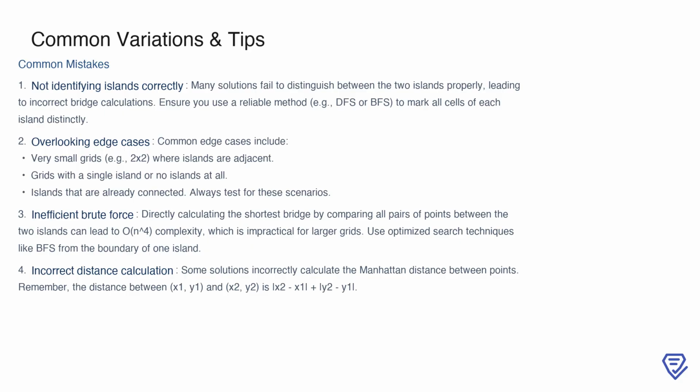Next, it's important to be mindful of edge cases. For example, in very small grids, such as 2x2, the islands might already be adjacent. You should also handle scenarios where there's only one island or no islands at all. Additionally, don't overlook cases where the islands are already connected, as these can subtly break your solution.